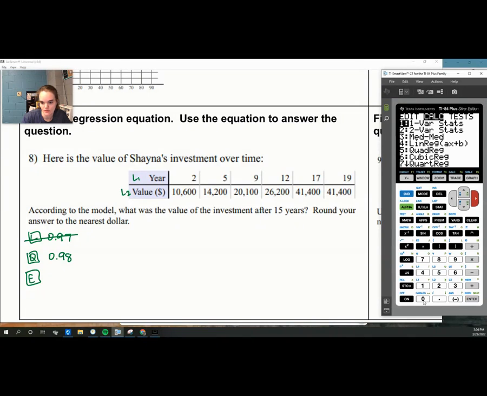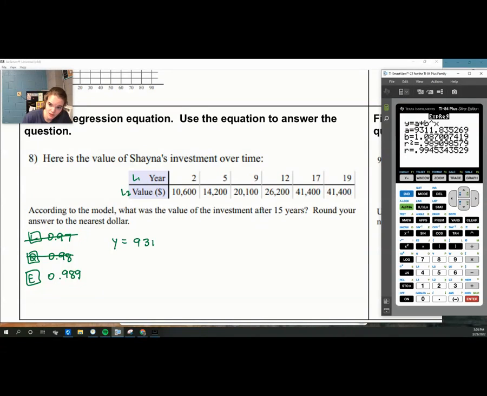Stat, Calc, and 0 for exponential. And that one is 0.9. This one's better. It's 0.989. Okay, so let's write that equation. Because it says find the regression equation, use the equation to answer the question. So y equals, instead of a, we're going to put 9,311.84 times 1.09 to the x power. All right, clear that out.